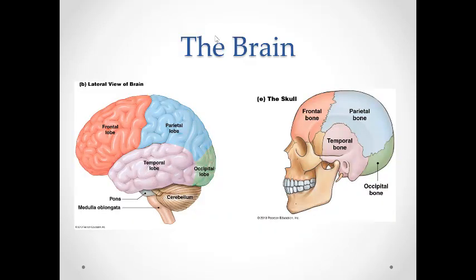Now, the brain can be divided into a few different regions. You have the frontal lobe, the parietal lobe, the occipital lobe, temporal lobe, cerebellum, pons, and medulla oblongata. Now, the skull pretty much sits right over your brain, and so it's easy to remember the names of the bones because they match the names of the brain parts. So frontal bone, parietal bone, occipital bone, and temporal bone.